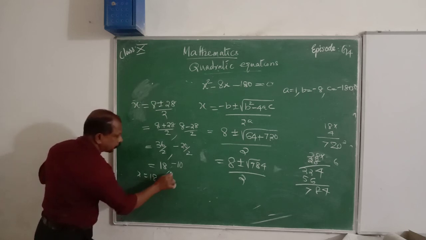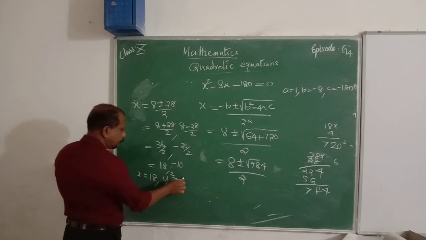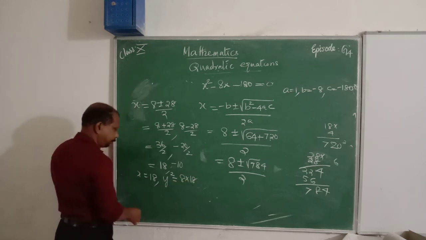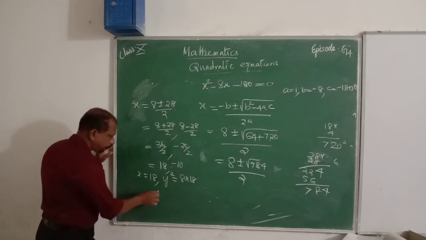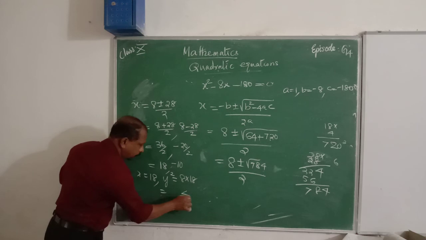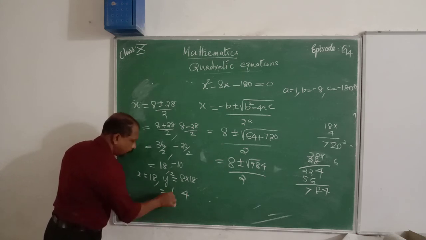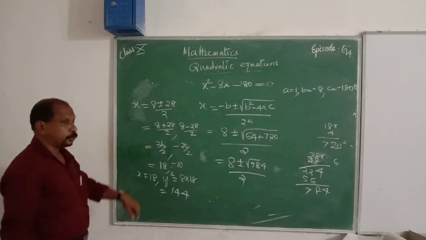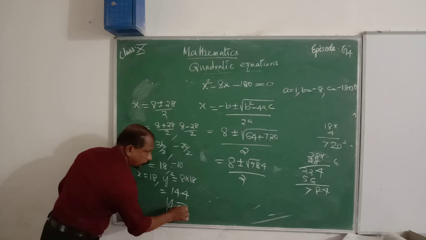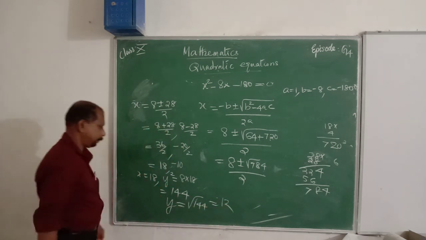Then what is y square? It is 8 into 18, which is equal to 144. y square is 144. What is y? y is equal to root of 144, which is equal to 12.